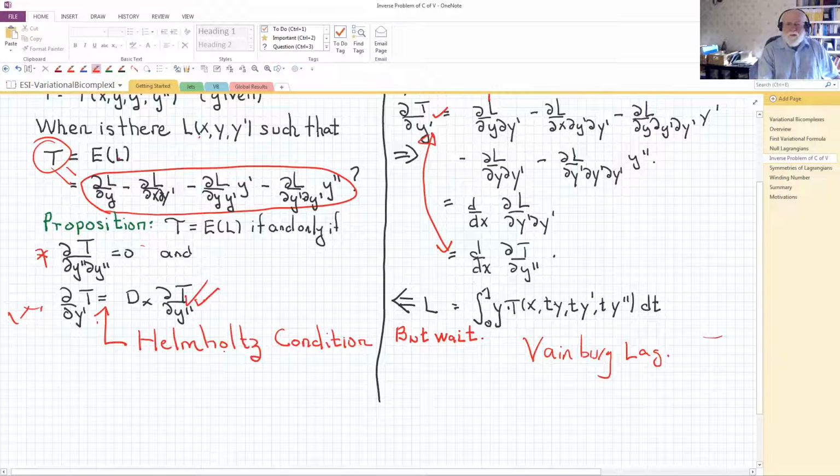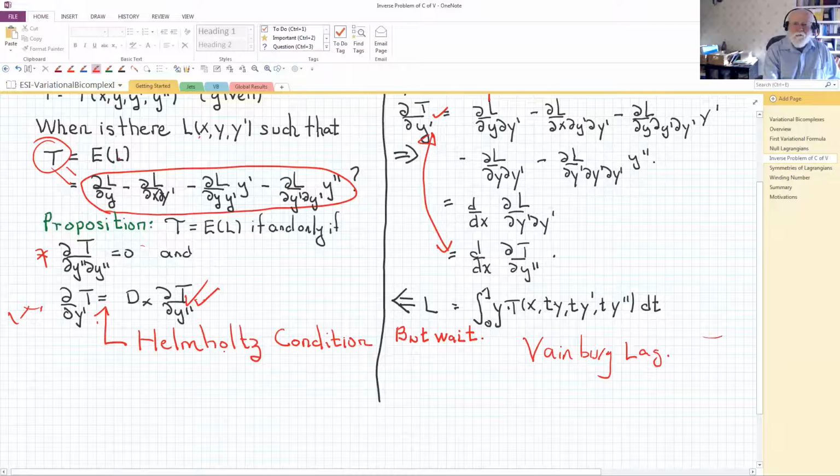It says the following: take your differential operator, multiply it by your independent variable, the language of physics, multiply it by your field variables, and just do this very simple line integral, and you'll get a Lagrangian for the problem. So in some sense, that proves the converse. But wait, there's a little tricky business here.